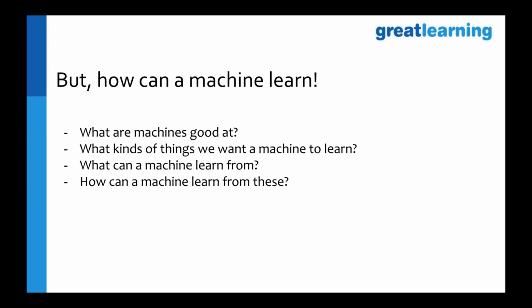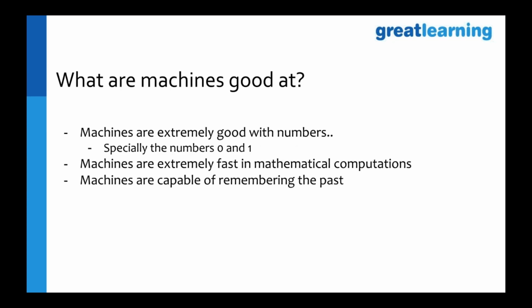And the fourth question is, how can a machine learn from those things, right? So what are machines good at? What do we want them to learn? How can they learn that, right? Those are the questions we'll answer. And then we will see if we have answered the question, how a machine can learn.